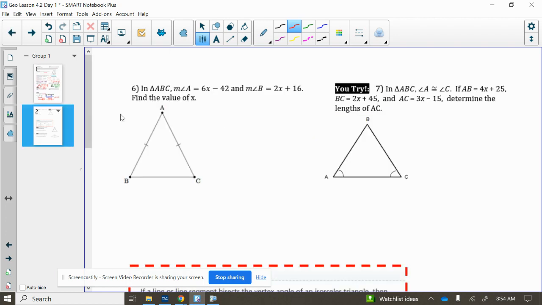On the top of the next page, we have another example. Notice this time they marked the sides congruent, so we know it's an isosceles triangle. I'm going to mark the angles congruent as well, so I don't forget that those are congruent.